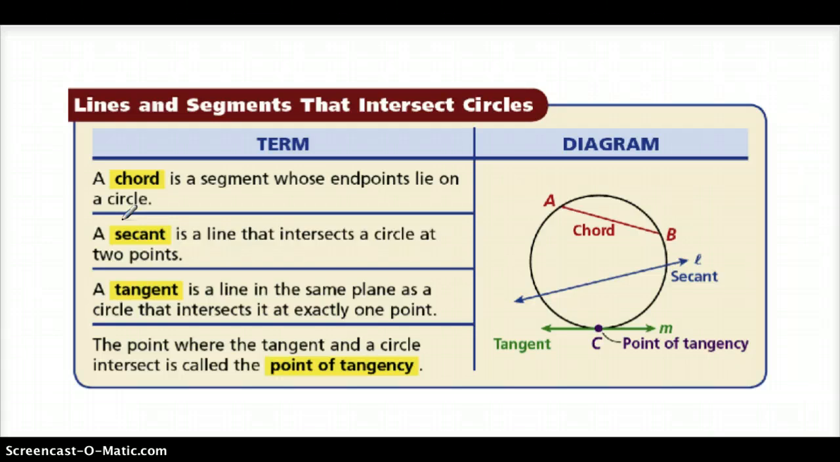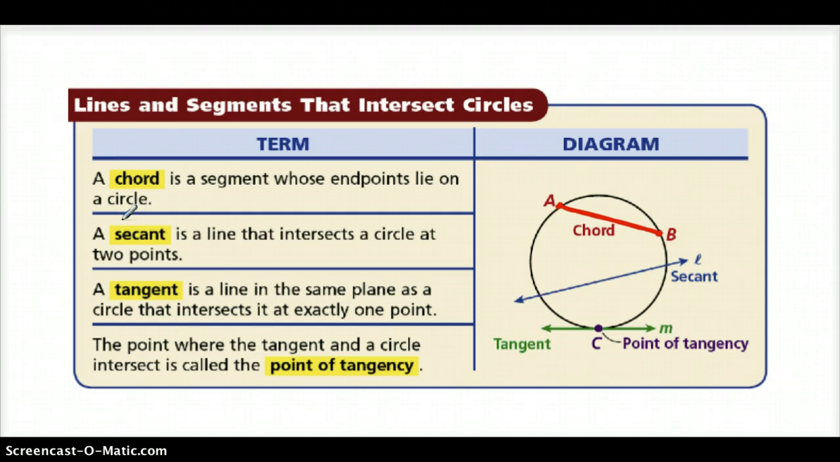A chord is a segment whose endpoints lie on the circle. You notice we have a set of points that's on the inside of the circle here. I'm just going to make this line a little bit thicker so we can see it. It says its endpoints lie on the circle, so its endpoints would lie directly on this black line right here.